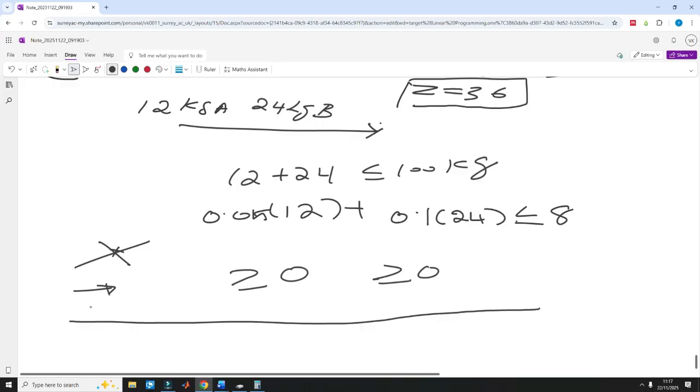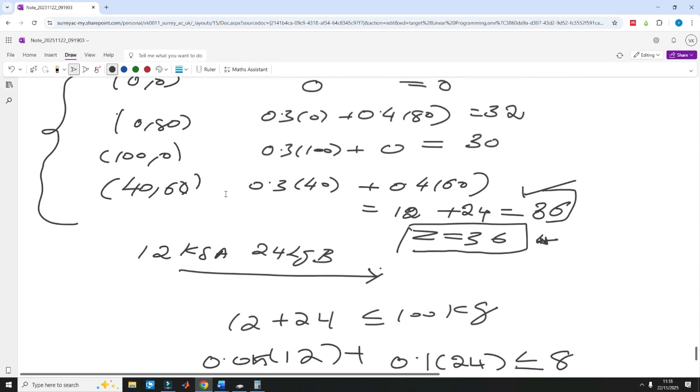And once you have the corner points, you have to find where things are maximum. In this case, it's maximum, Z is equal to 36. And from there, we can identify how many kgs of A we should produce and how many kgs of B we should produce, and that completes the problem. So that's the whole idea behind the so-called corner point method.